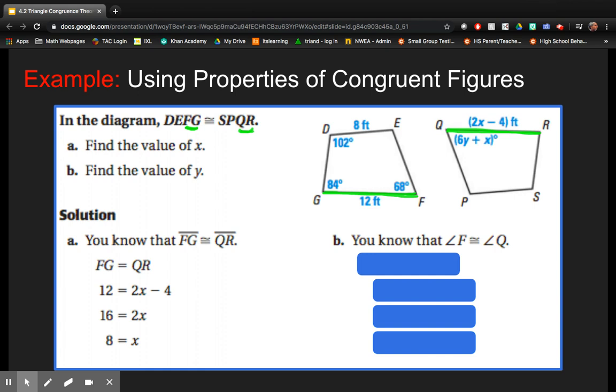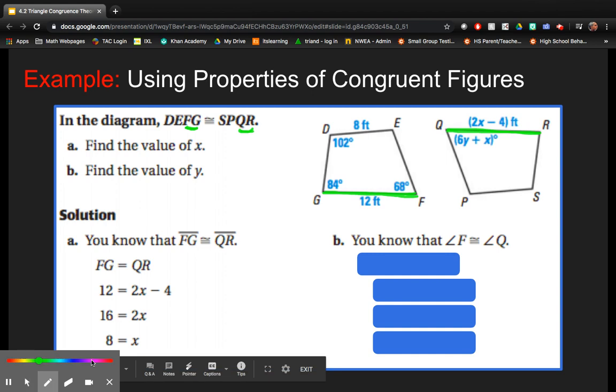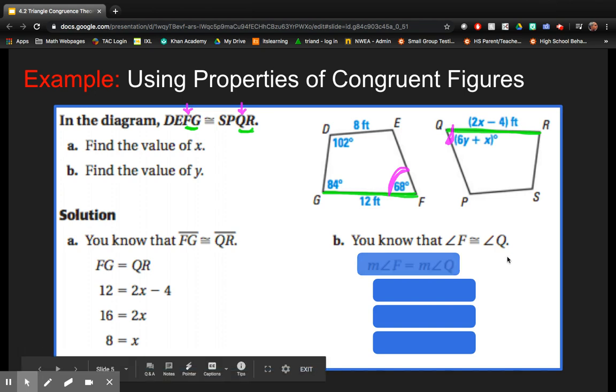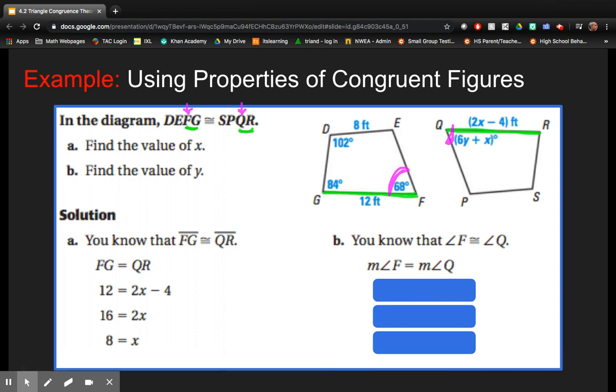Now let's solve for y. Y is represented by angle Q. The angle that corresponds with angle Q is angle F. So we can say angle F is congruent to angle Q. And then we can replace the measurements of F and Q and solve for y.